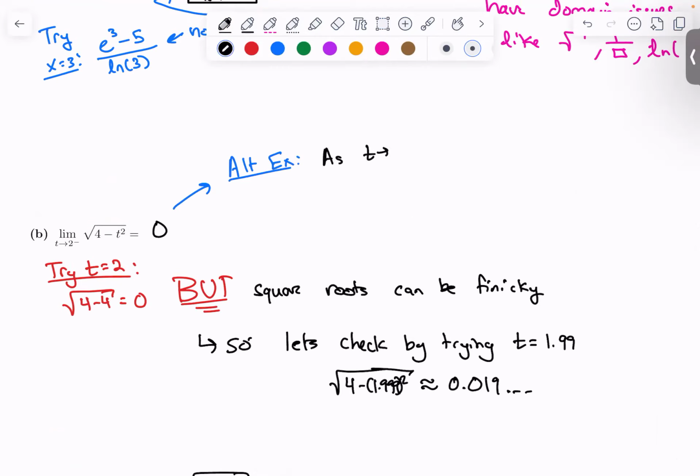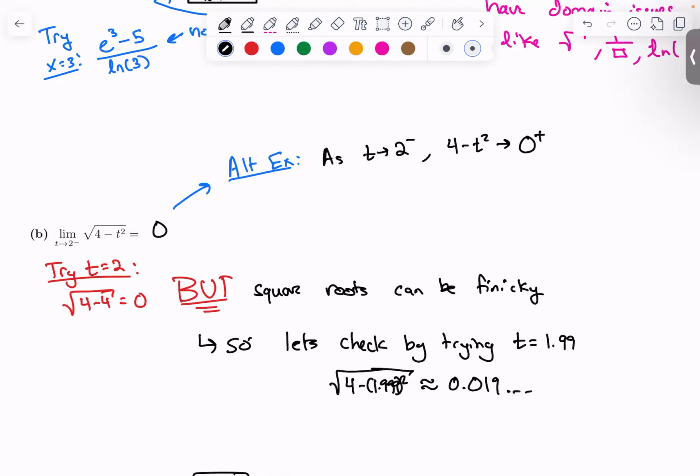As t approaches 2 from the left-hand side, 4 minus t squared, what will that approach? That'll definitely approach 0, but will it approach 0 from the right or from the left? From the right. And if you don't see why, take a number like 1.9. 1.9 squared is slightly smaller than 4. So we're taking 4 and subtracting a number slightly smaller than 4.